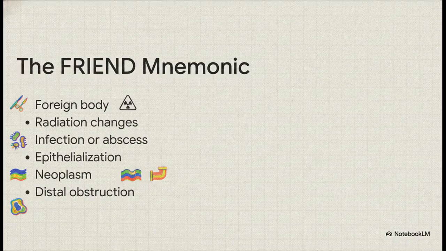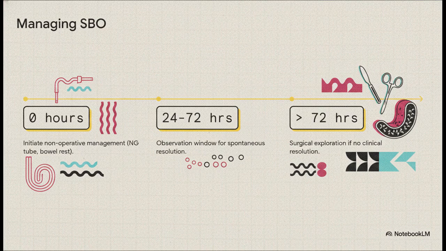Now, say you're managing this patient conservatively, and the fistula just simply will not close. You've got to think about the FRIEND mnemonic. This outlines the classic local factors that stop natural healing dead in its tracks. Is there a foreign body, radiation damage, an infection or abscess? Has the tract epithelialized, where the skin meets the mucosa to form a permanent pipe? Is there a neoplasm, or maybe a distal bowel obstruction, forcing fluid out the path of least resistance? If any of those 6 factors are in play, spontaneous healing is highly unlikely, and you're eventually going to need definitive surgical reconstruction.